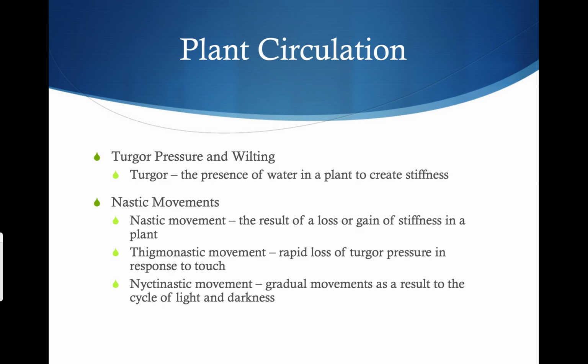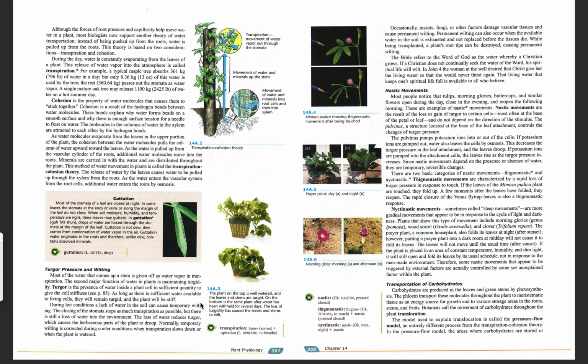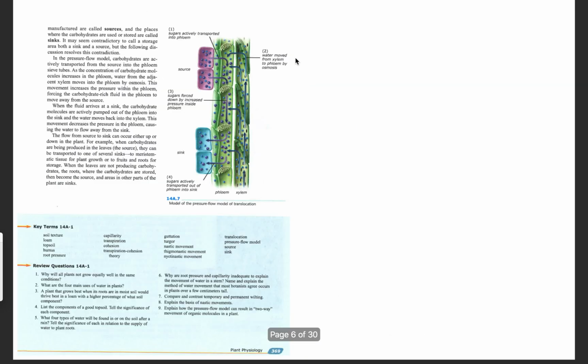Nastic movements are also gradual movements as a result of the cycle of light and darkness. For example, you can see in your book, some plants in the afternoon they close, and in the morning they open. That's why they're called morning glories. So that right there would be a nastic movement. Here's another thigmonastic movement, where as this pencil is left close to the plant, it kind of shies and shrivels away from it. So it's moving because of touch.